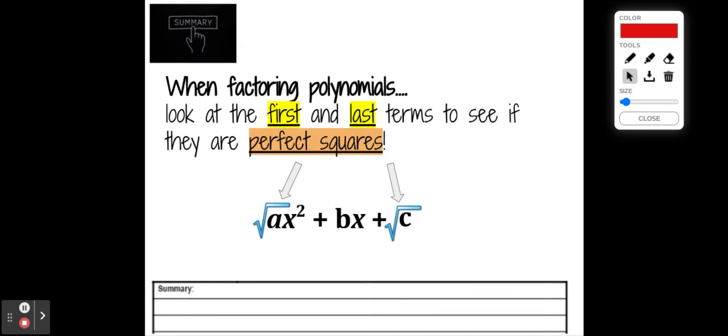Okay, let's go ahead to our summary. So when we're looking at special cases, in fact, any polynomial, always check for this. Always look at the first and the last terms, see if they're perfect squares. Because if they are, it can be really, really helpful to factor.